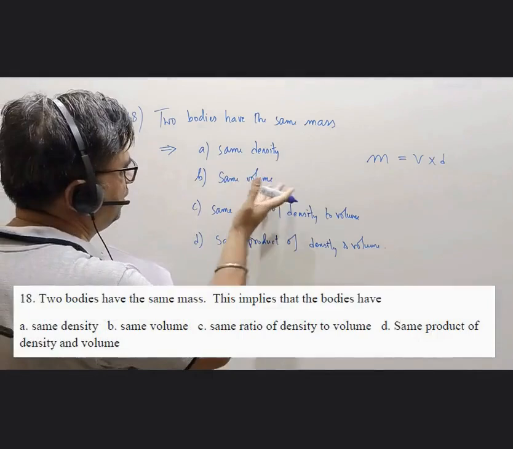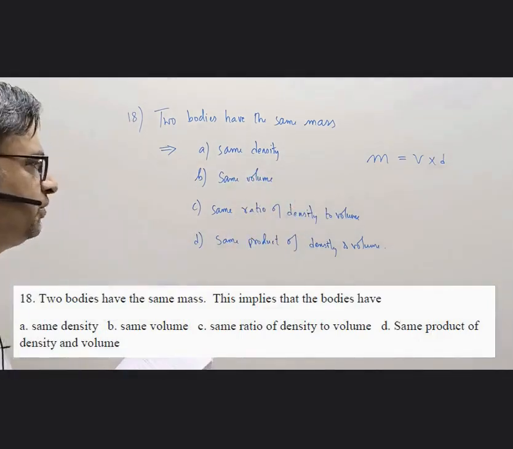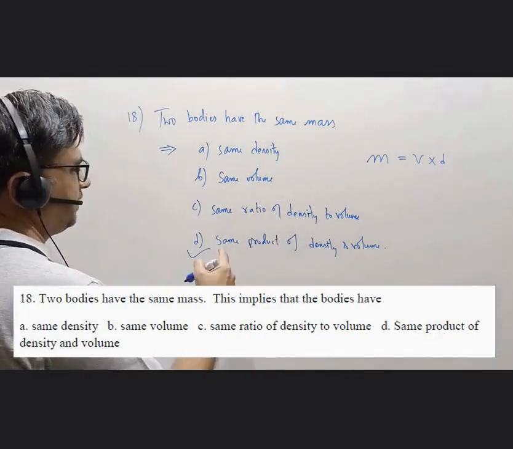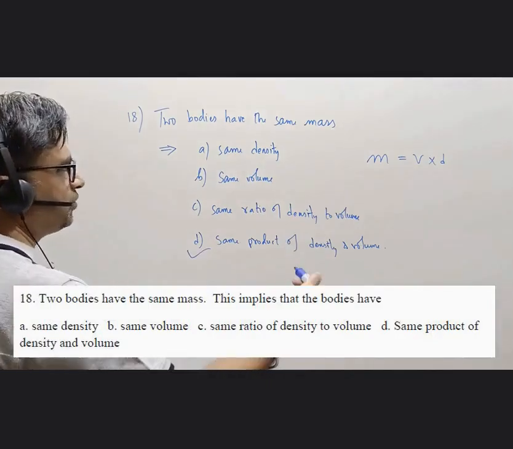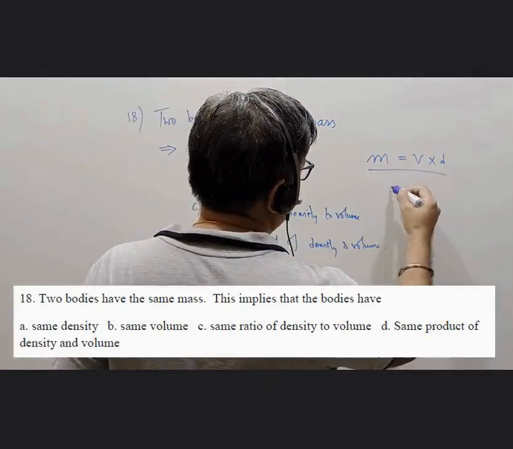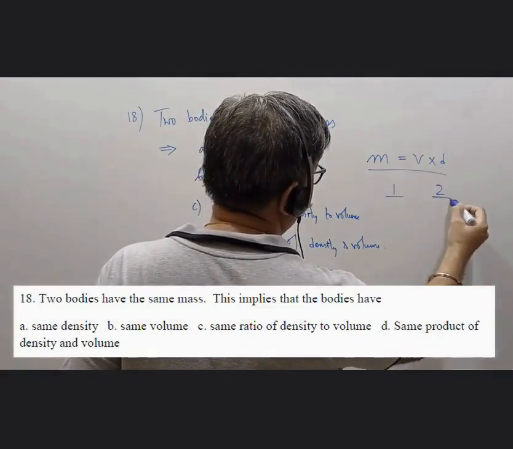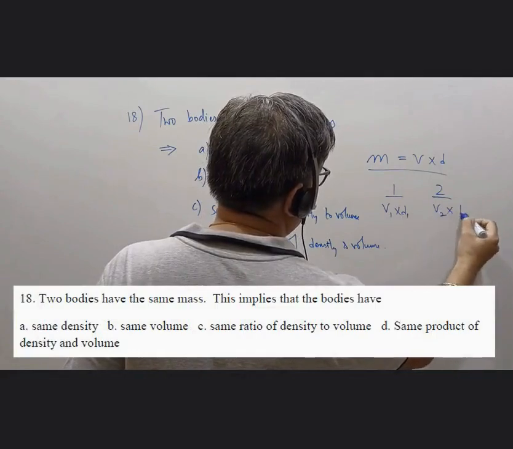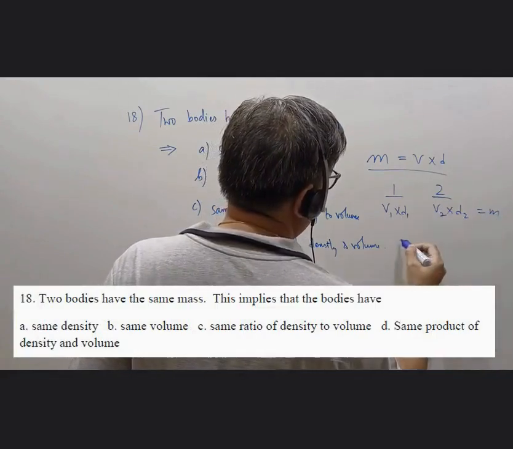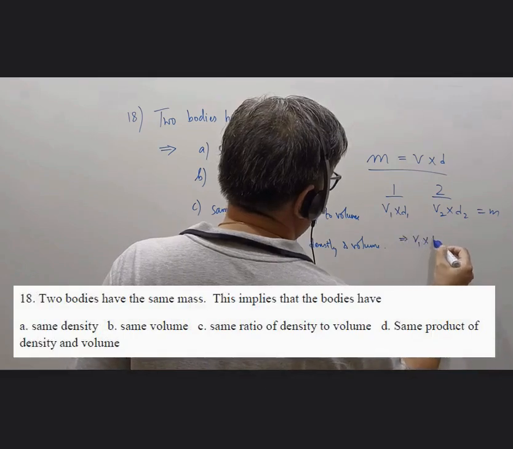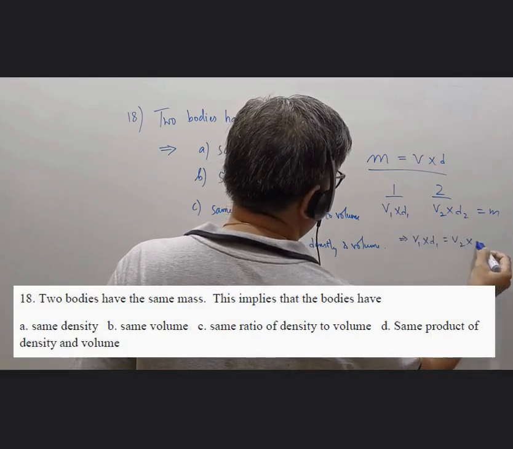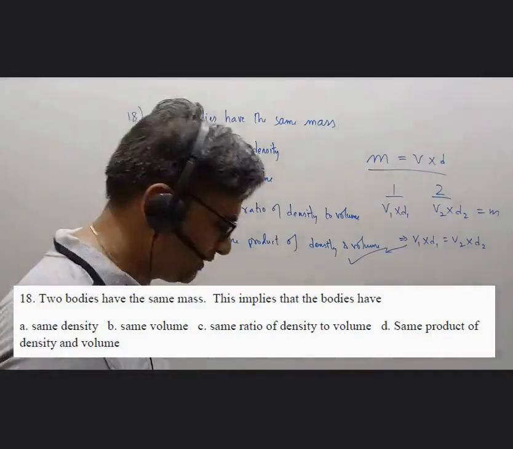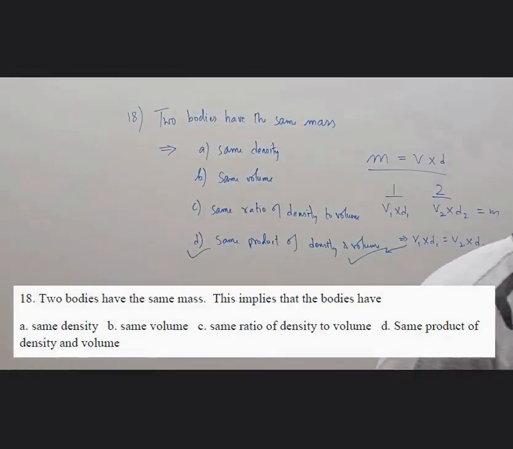No, they don't have to. Same volume? No, they don't have to. The same ratio of density to volume? No, that's not the correct one either. This is the right answer: it's the same product of density and volume. So let's say we are talking about body 1 and body 2. This one has V1 into D1 and this one has V2 into D2, and both are equal to m. Then that implies V1 into D1 is equal to V2 into D2, and that makes this the right answer choice. That's question number 18 for you.